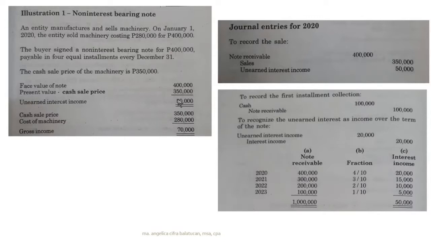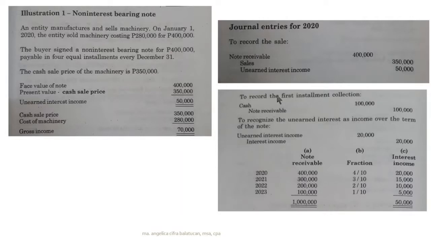50,000 unearned interest income. And to determine the gross income from this transaction, you're going to get the difference between the cash sales price of 350 and the cost of the machinery, which is 280, and the gross income would be 70,000. Okay, so what will be the entry to record the sale in 2020? You debit the note receivable, which is equivalent to the selling price stated here. Okay, we will not use 350, but the amount that is payable by your customer or the buyer. So that's 400,000. And then you credit sales 350,000, which is equivalent to the present value or the cash sales price of the machinery.